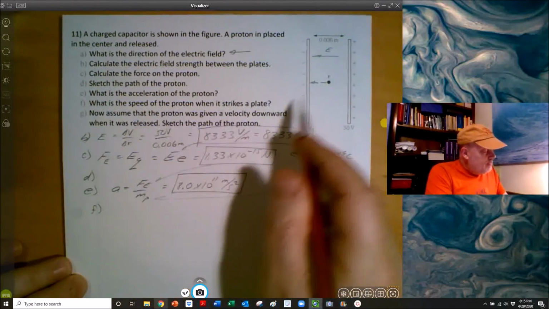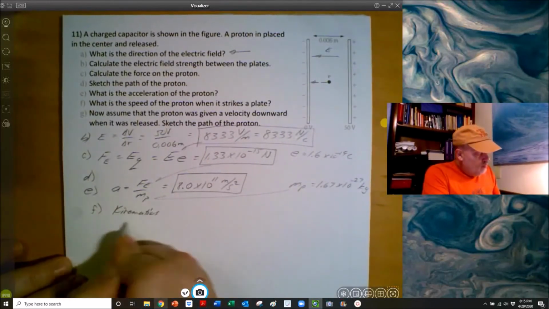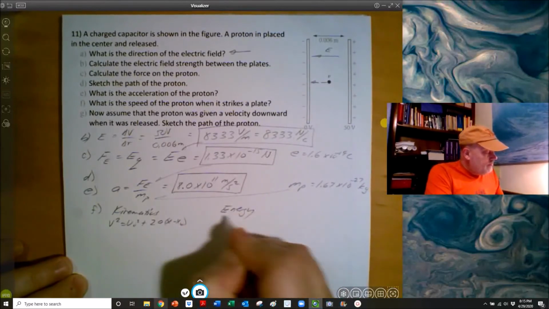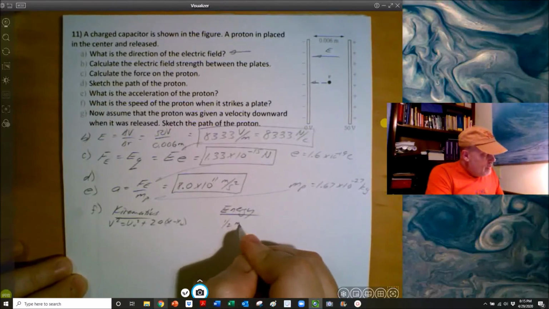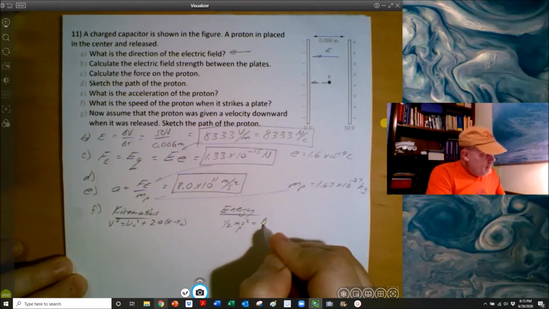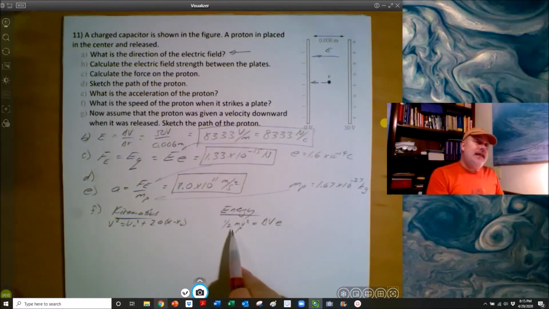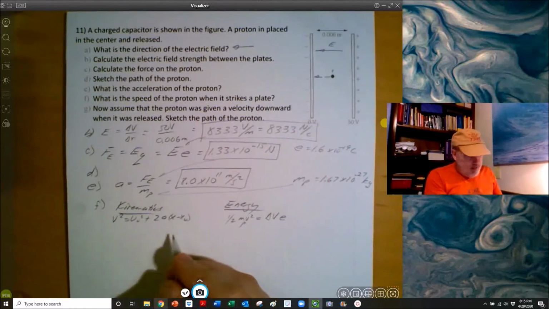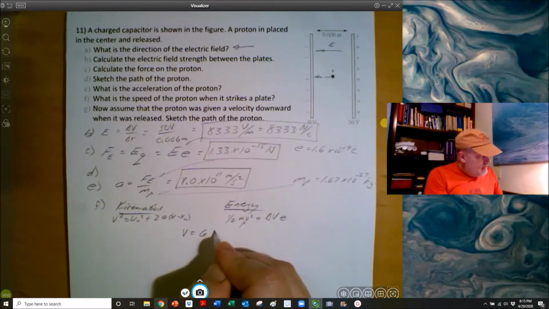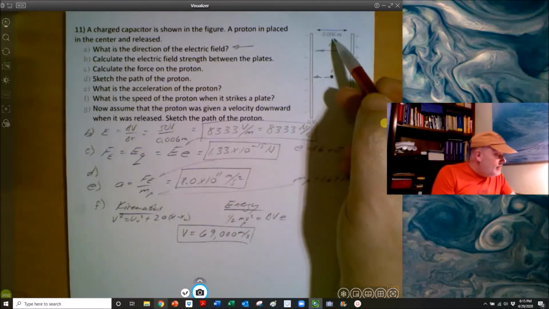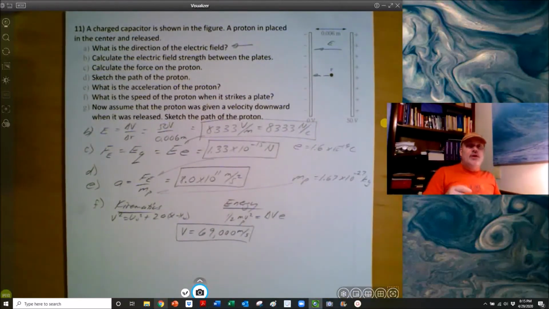Part F, what is the speed of the proton when it strikes the plate? Now, we could solve this two different ways. We could use kinematics with v squared equals v naught squared plus 2a times x minus x naught, or we could use energy. We could say that the 1/2 mv squared of our proton would have to equal the delta V times E. The change in electric potential energy would have to equal the gain in kinetic energy. Either one of these, it doesn't matter which one you choose, you're going to get the same answer of a prodigious velocity of approximately 69,000 meters per second when it travels from here across to here in a ridiculously small distance. So protons and electrons, because they're so tiny, and the forces relative to their mass can be so large, can get to enormous speeds in a very short period of time.